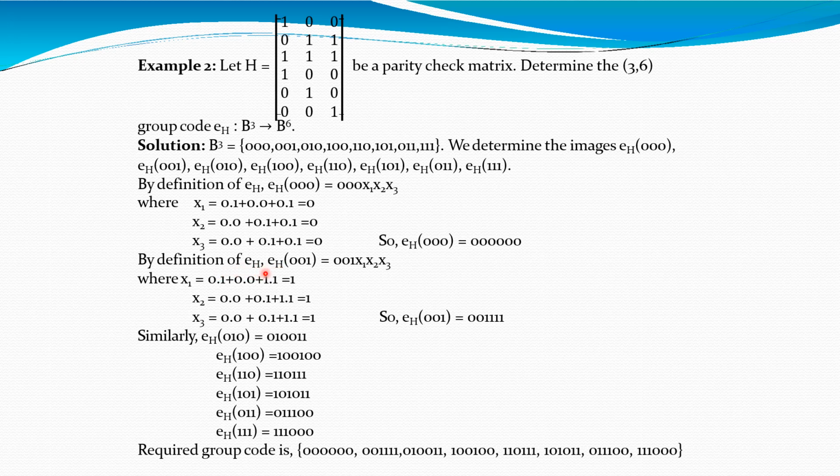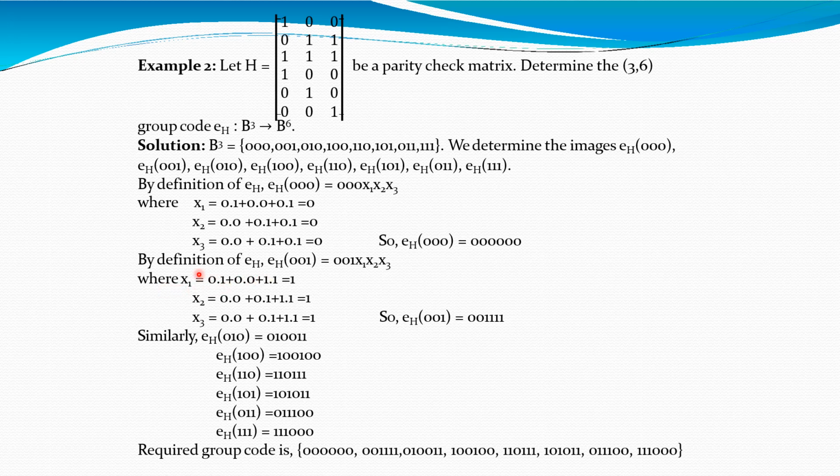Similar way, while finding EH of 001, we write 001, x1, x2, x3. Now how to calculate x1? It is 001 row multiplied by first column 101. So it will be 0 into 1 plus 0 into 0 plus 1 into 1. Now this is 0, this is 0 and this is 1. So finally it is 1.